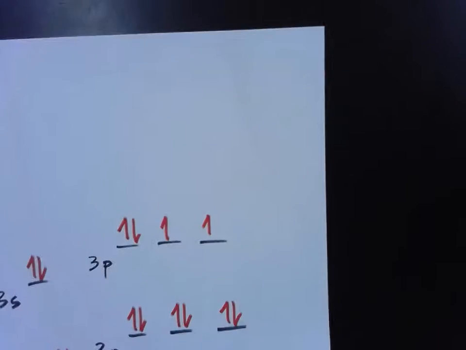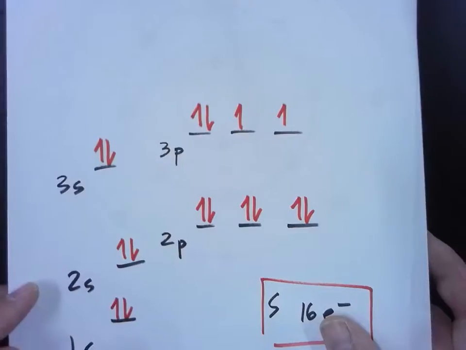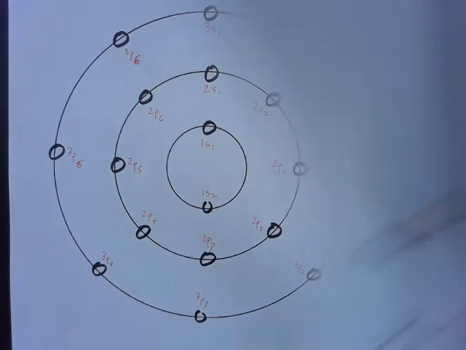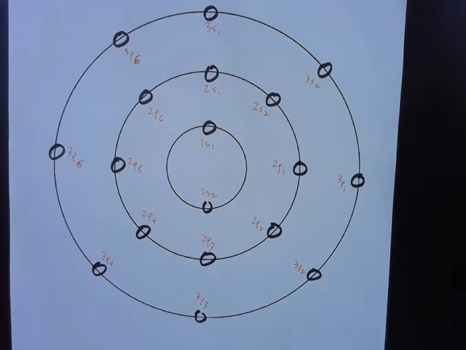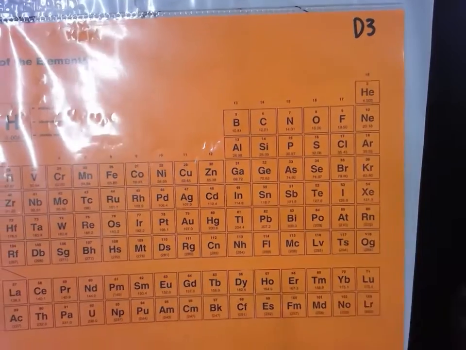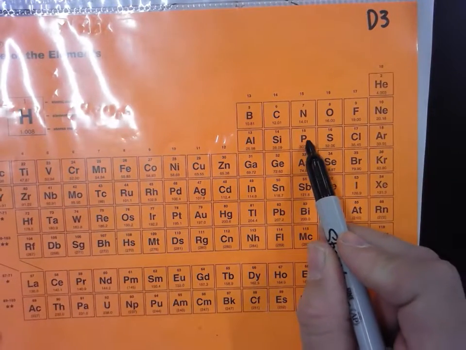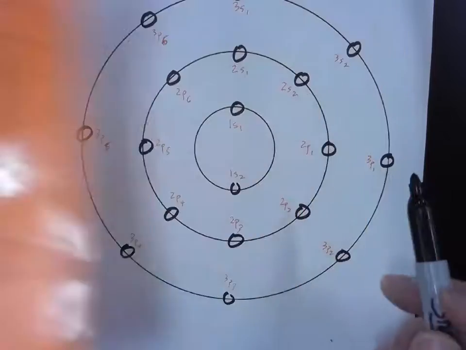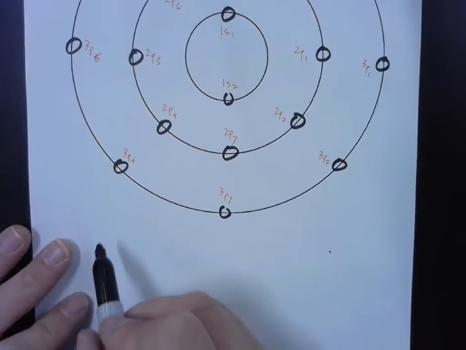So now, knowing this and knowing this, you can then go ahead and write out electron configurations. And I'm going to show you what that looks like right now. Okay, let's write out the electron configuration for phosphorus. That's number 15. And make sure you label this electron configuration.